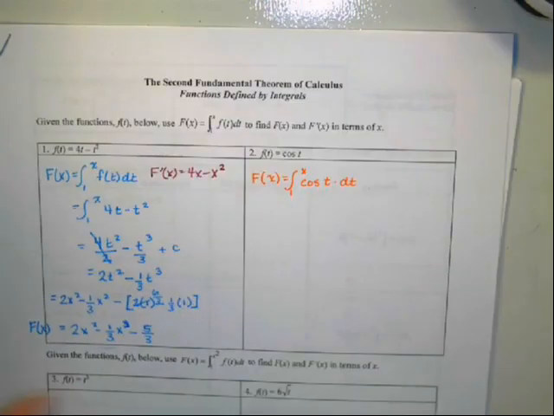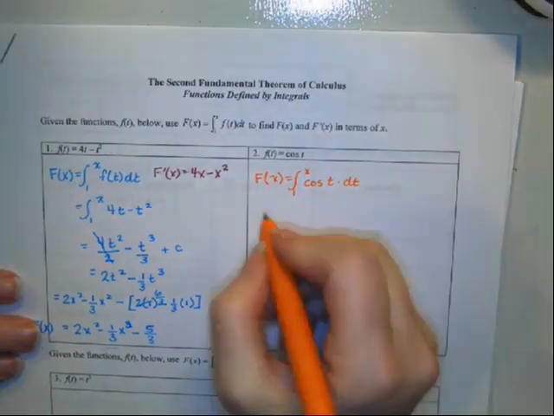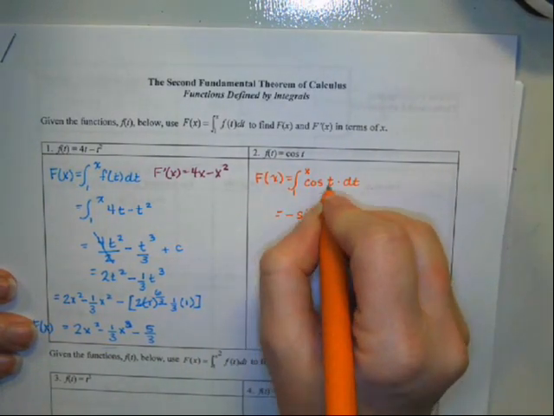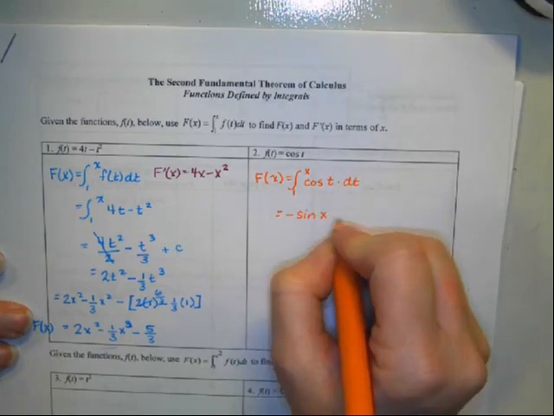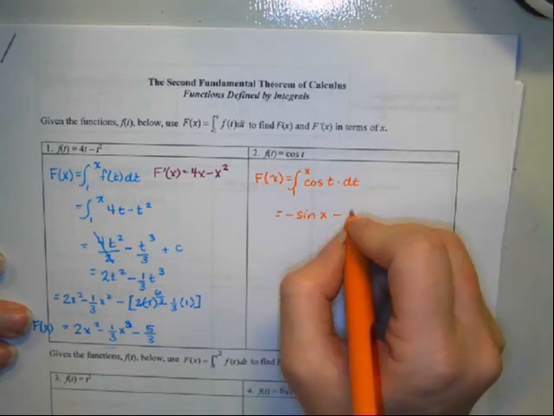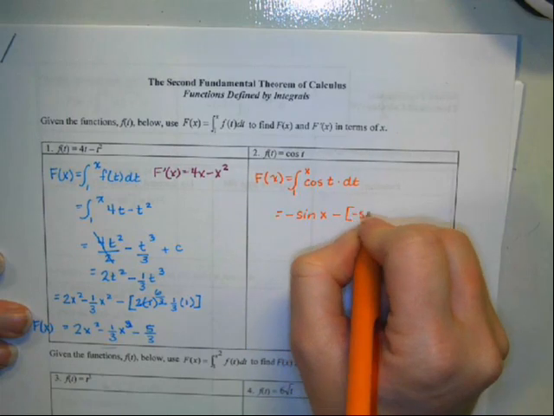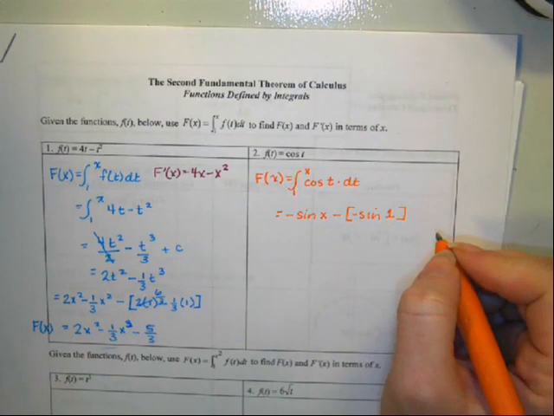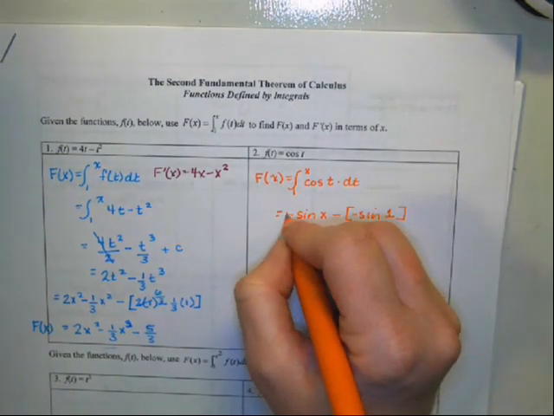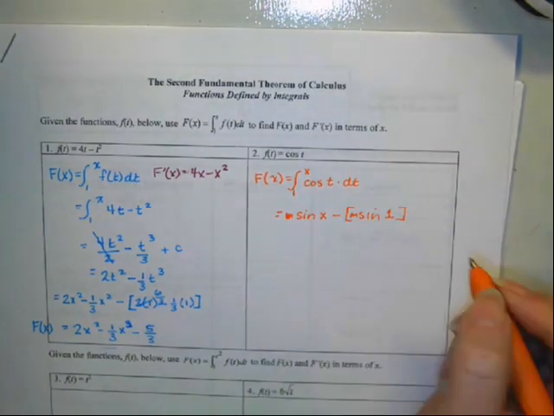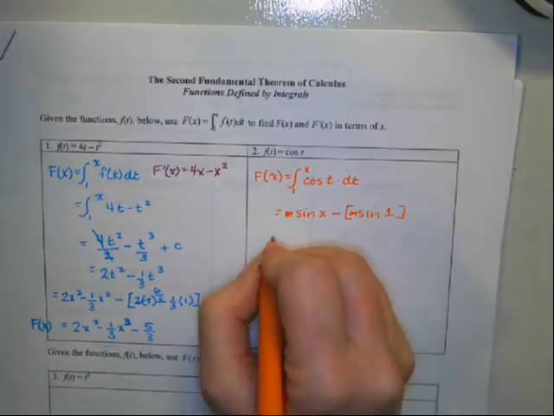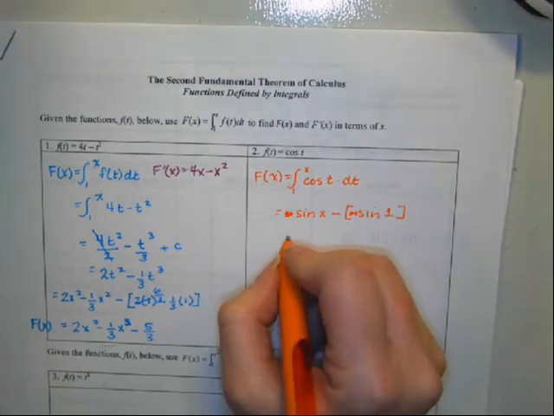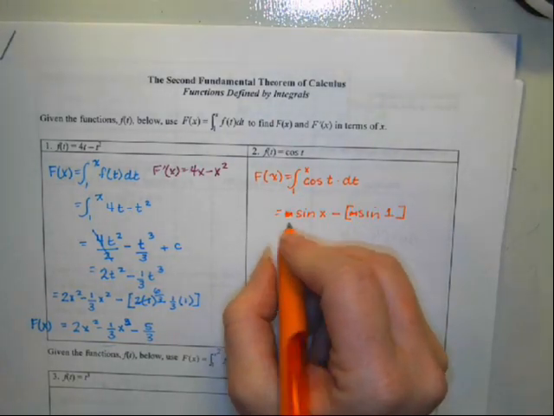Okay, so the antiderivative of cosine is negative sine. So that means that I have negative sine. I'm going to replace t with x minus negative sine of 1. And I just said negative sine and it's not. Hold on. Sine, okay, so wait, so it is or is not? It's not. I just confused myself. It's not, because it's the antiderivative, not the derivative.